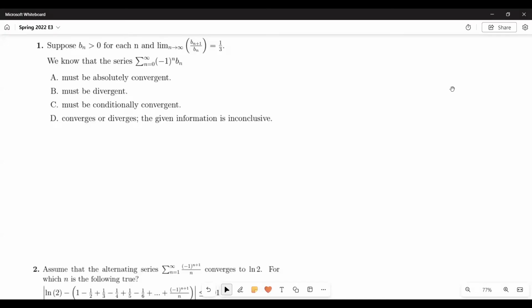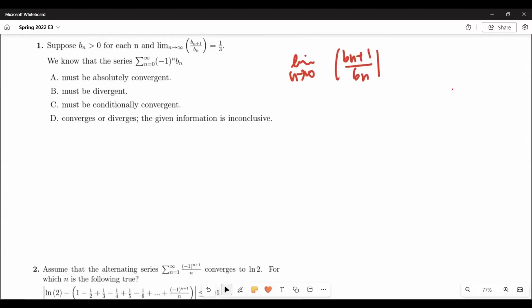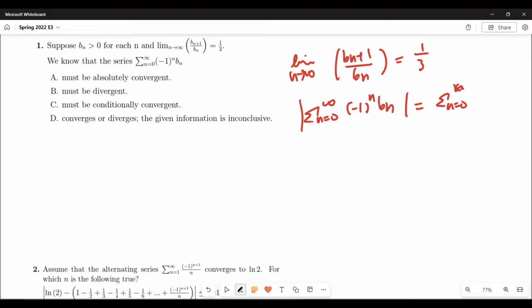Okay, this question asks us to find whether the series sum from n equals 0 to infinity of (-1)^n Bn is converging, absolutely converging, divergent, or conditionally converging. We're given that the limit as n goes to infinity of B(n+1) over Bn is equal to 1/3. To check the absolutely convergent part, we take the absolute value of (-1)^n Bn, so this is the sum from n equals 0 to infinity of Bn. For this one, since we know this, we can just use the ratio test.